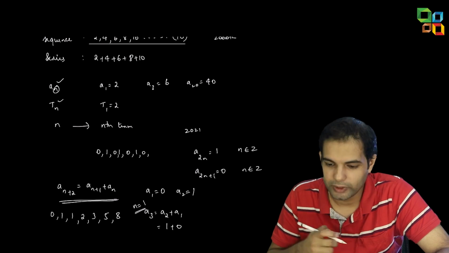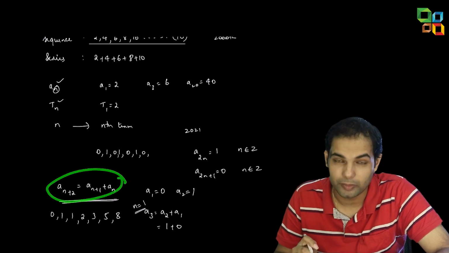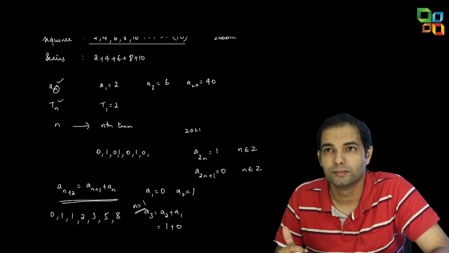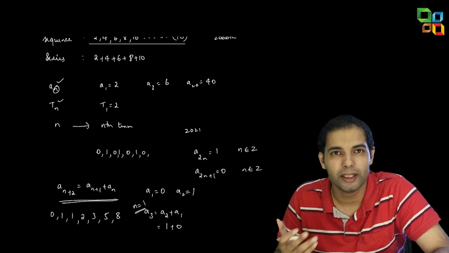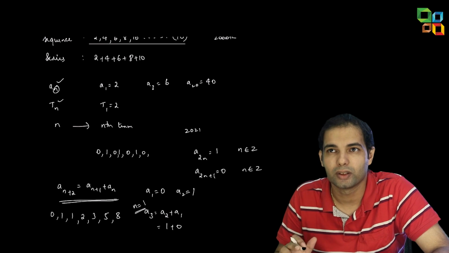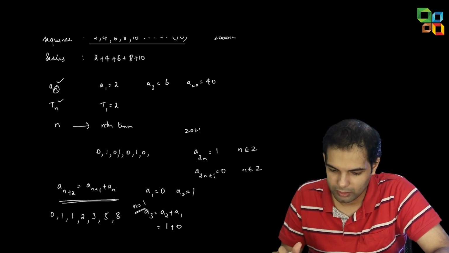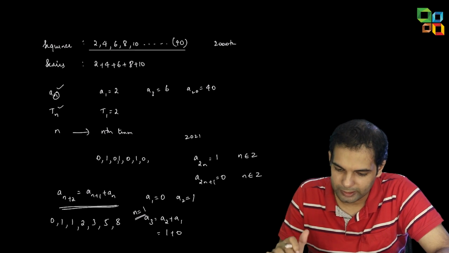Correct? So whenever they give something like this, always take some example and see what the sequence means. Just because they have given an a, it need not be complicated. You can always apply some values and check. Okay. So that's one way of writing it.